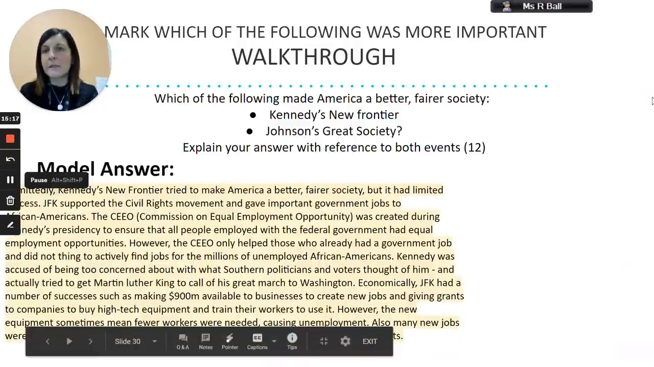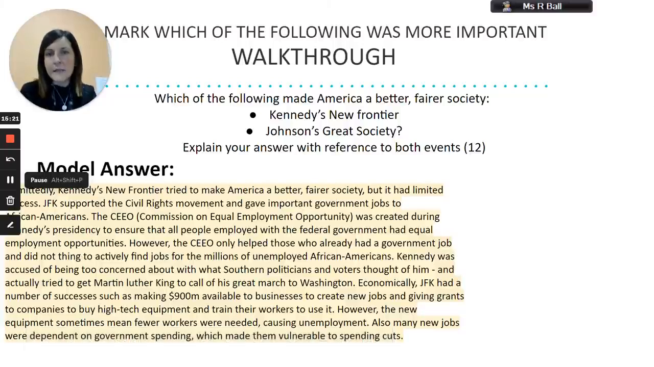So here's our model answer. Admittedly, Kennedy's New Frontier tried to make America a better, fairer society, but it had limited success. So the examiner can see straight away that this person thinks that Johnson's Great Society had more of an impact on making America a better, fairer society. But we know we have to still explain why Kennedy's New Frontier was important.